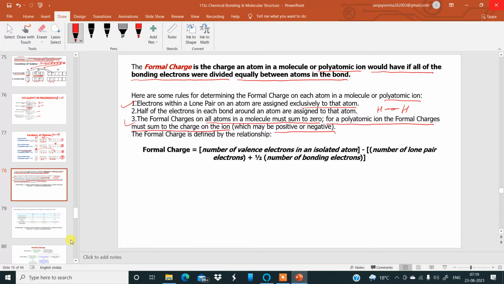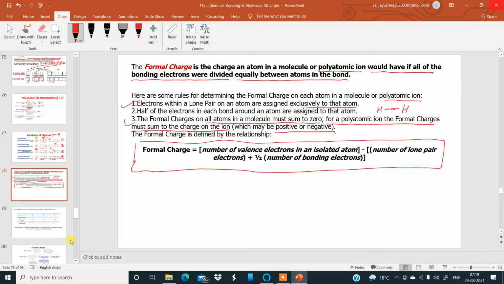I'll teach you how to calculate the formal charge for a given molecule or an ion. The formula is like this. You have to learn this formula. Formal charge is equal to the number of valence electrons in an isolated atom minus the number of lone pair electrons plus half into the number of bonding electrons. So this is one formula.